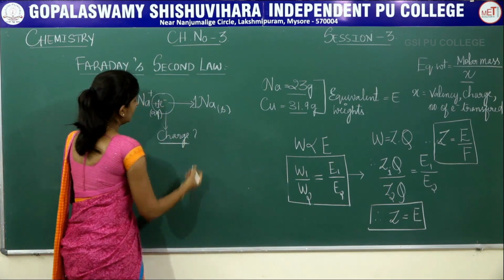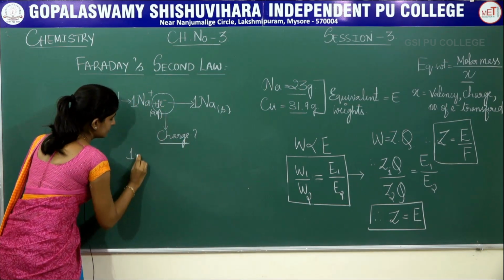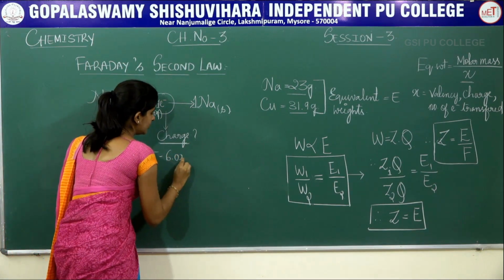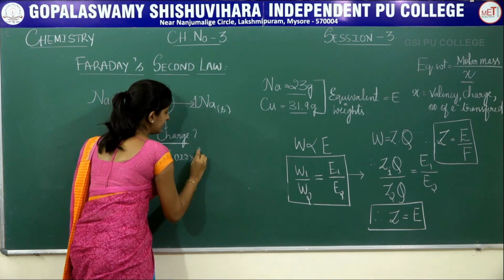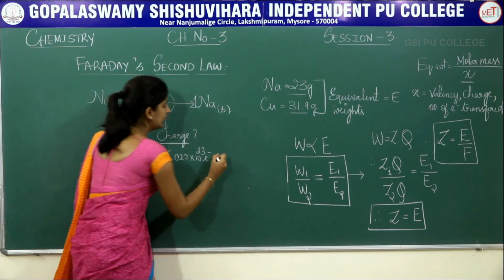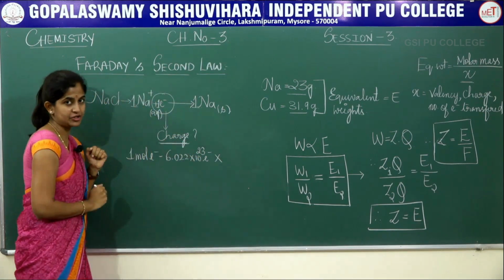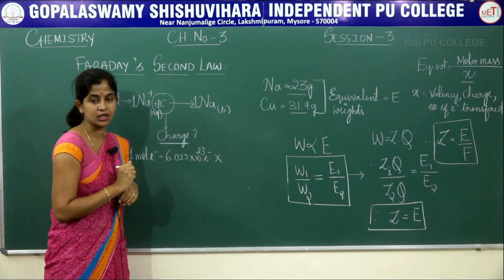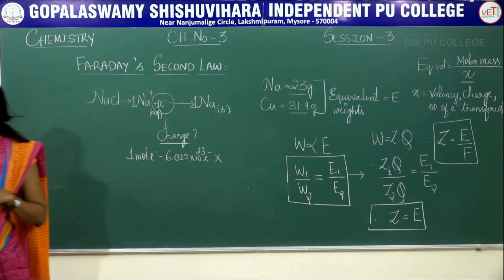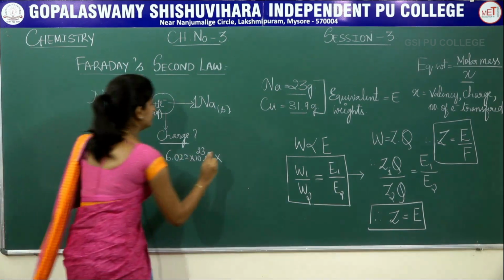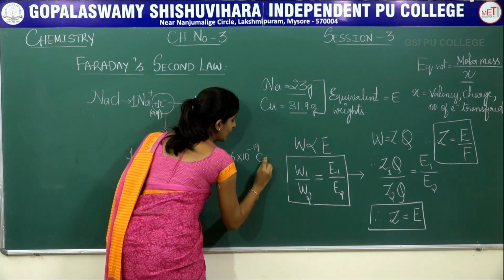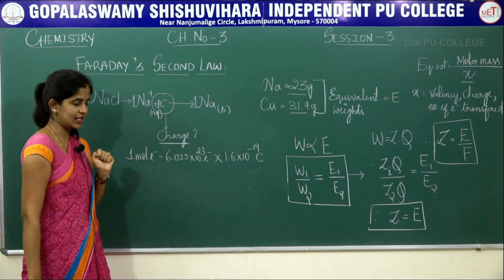So what is the charge? Very simple, 1 mole of electrons is equal to 6.022 into 10 to the power of 23 electrons, which is nothing but your Avogadro number, into the charge of 1 electron. The charge of 1 electron would be 1.6 into 10 to the power of minus 19 coulombs. It's the charge of 1 electron.